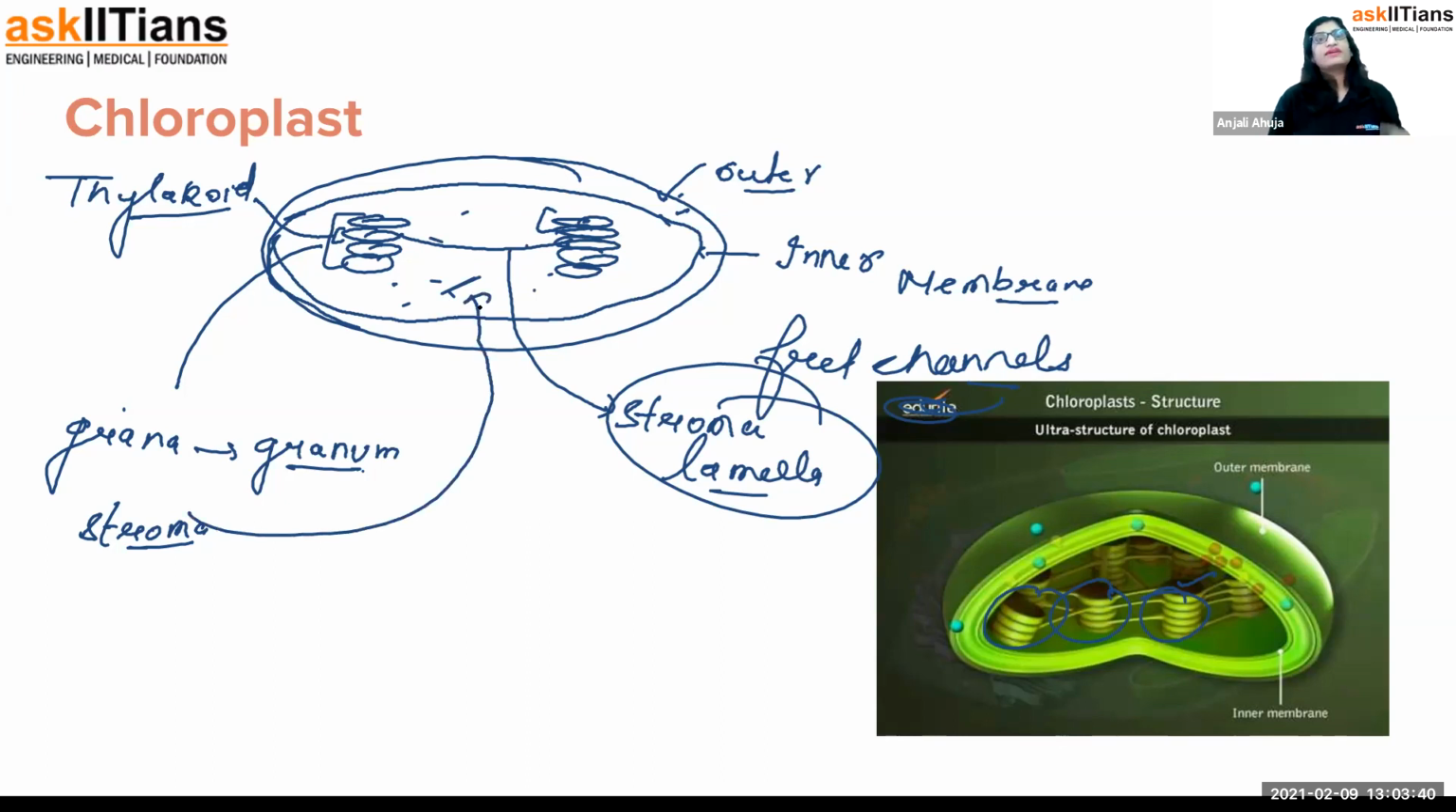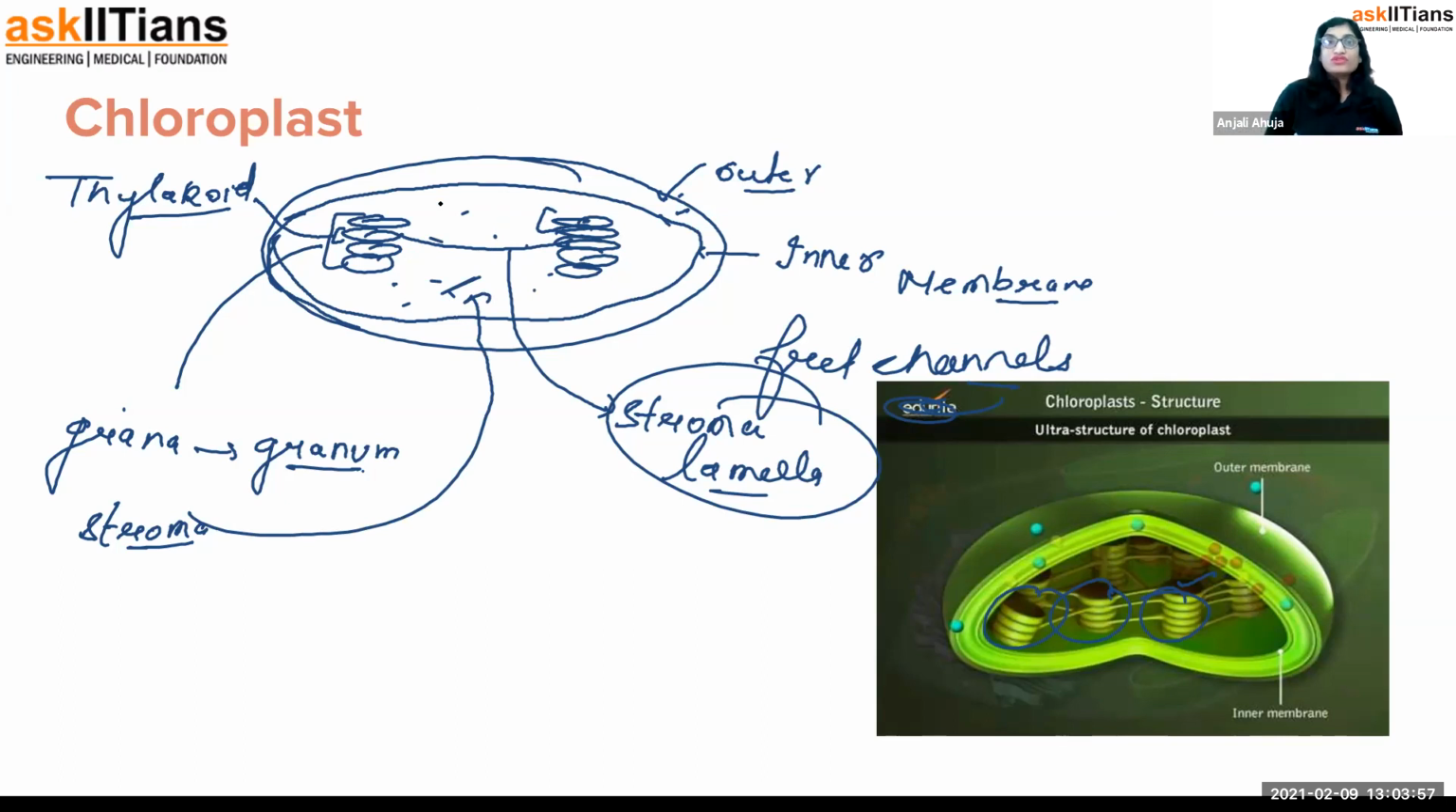Now, other things, I don't have to tell you about the chloroplasts. They have their own DNA, their own ribosomes, their own proteins. We have learned that in the cell chapter last year, right? So I don't have to mention it. I'm telling you these parts because this is the place where photosynthesis happens.